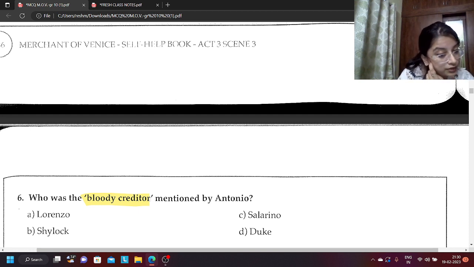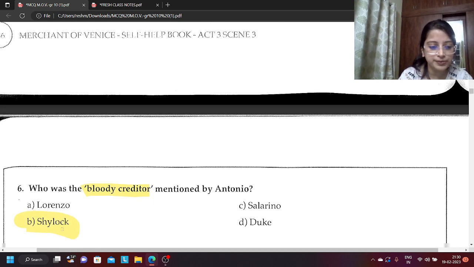So Lorenzo, Salarino, Shylock, the Duke. Of course, the bloody creditor is who? Shylock. So our answer will be option number B.